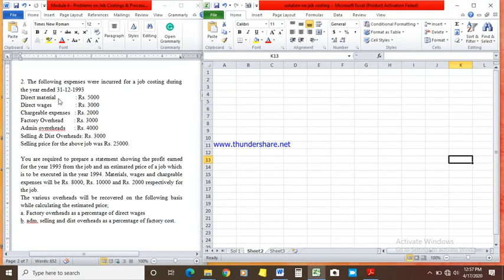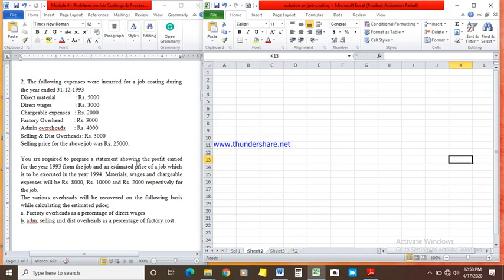Now the second problem is, again, if we read the details, the following expenses were incurred for a job costing during the year ended 31st December 1993. So you are already given the expenses incurred in this particular period: direct material, direct wages, chargeable expenses, factory overheads, administrative overheads, selling and distribution overheads, and the selling price for the above job. So the company has already undertaken a job and completed it, and hence you are given the details.